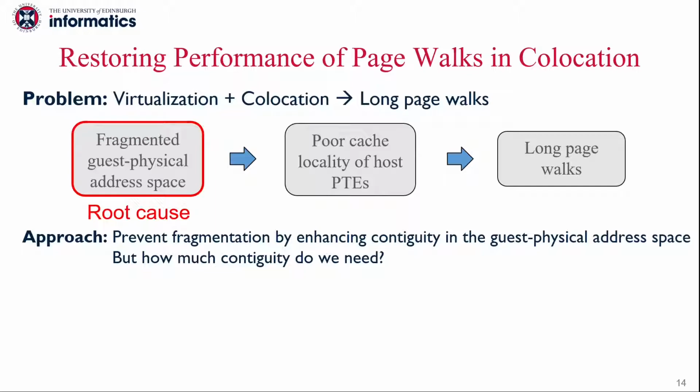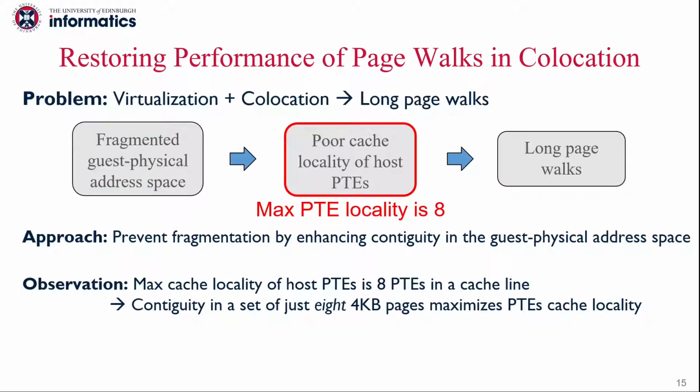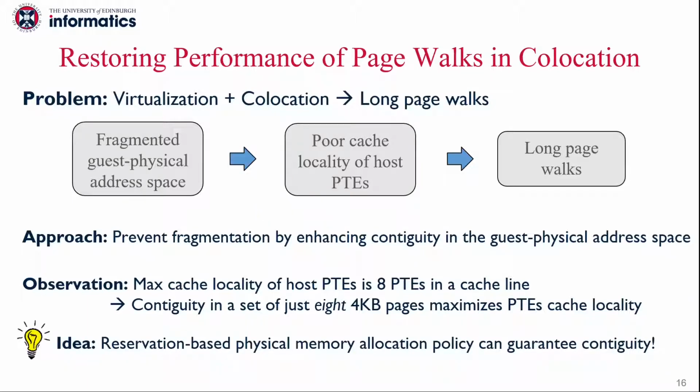But how much contiguity do we need? Recall that there are only up to 8 PTEs in one cache line. If we create contiguity among 8 pages, we will achieve the maximum possible locality of host PTEs. As a result, enhancing contiguity in just a 32 kilobyte region is enough. So here's an idea. Let's use a reservation-based allocation policy to guarantee that all physical pages from a 32 kilobyte region are always allocated to the same application.